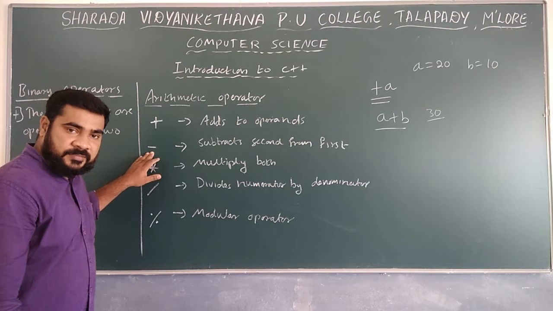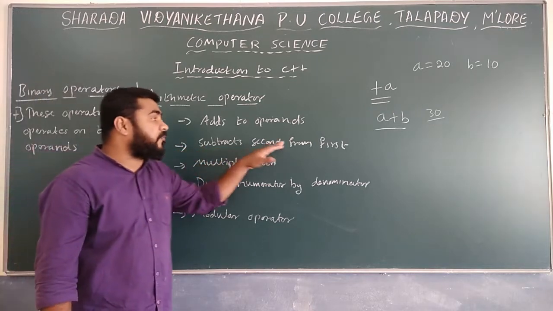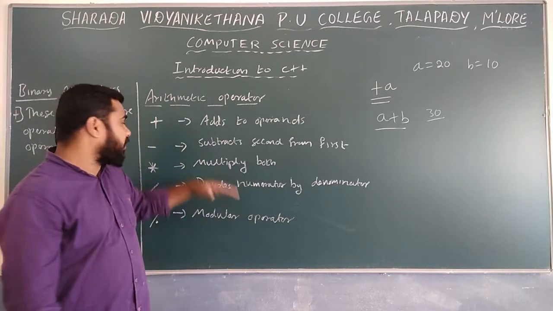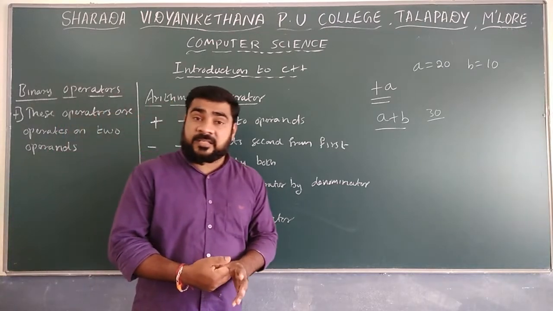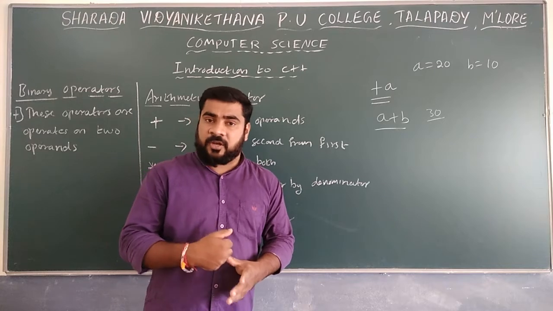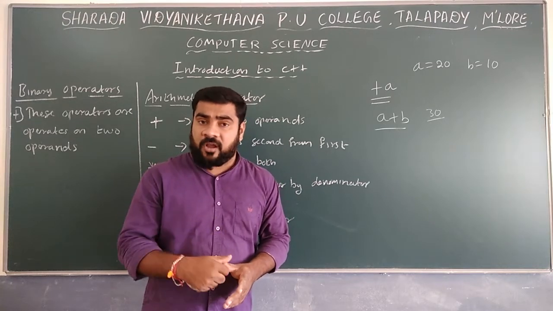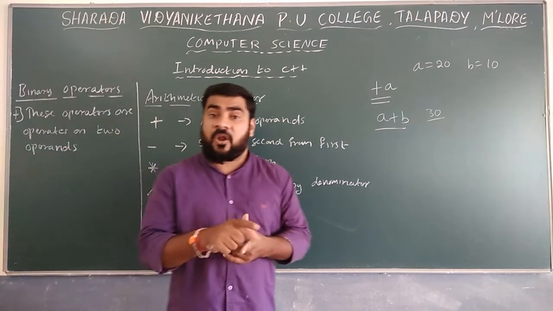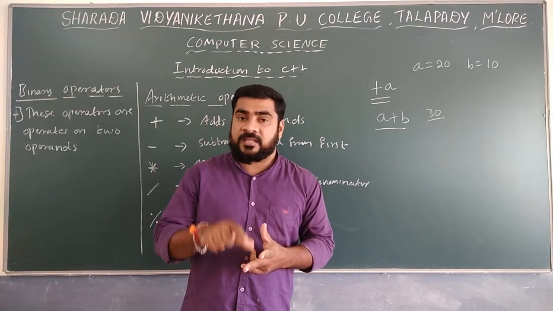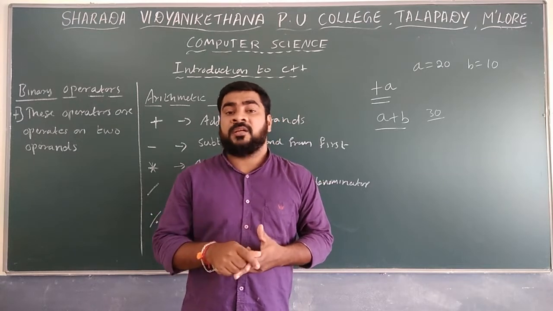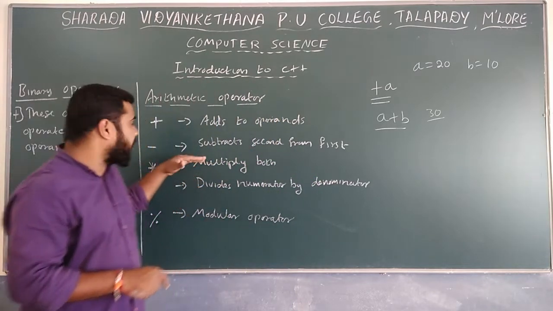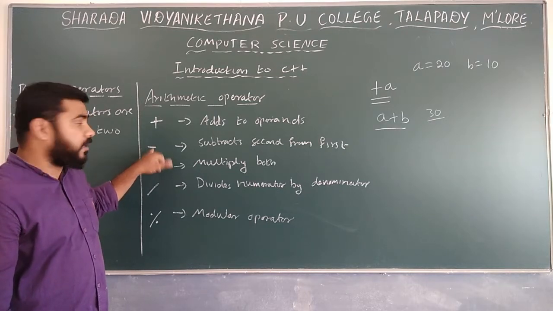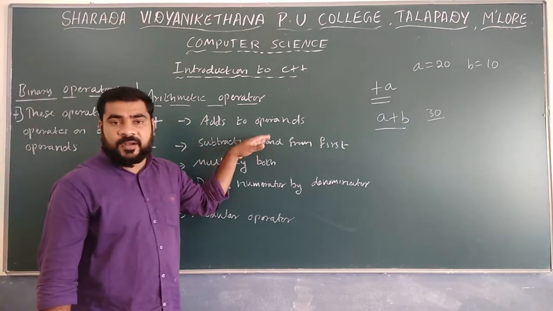The next one is minus. Minus subtracts the second operand from the first operand. For that purpose minus is used. Remember, minus is also a unary operator. Whenever minus is used along with only one operand, that is a unary operator. Whenever minus is used along with two operands, that is known as the binary arithmetic operator. So here, we subtract the second operand from the first one.